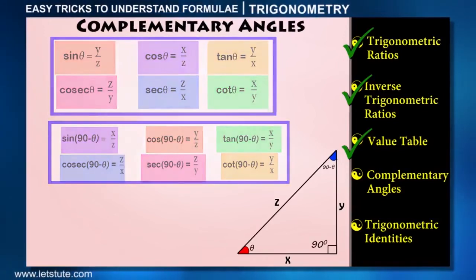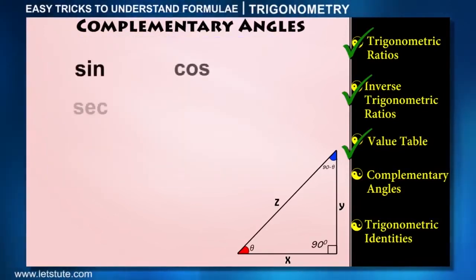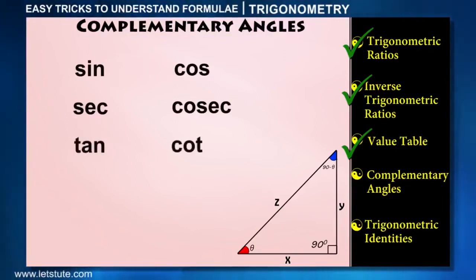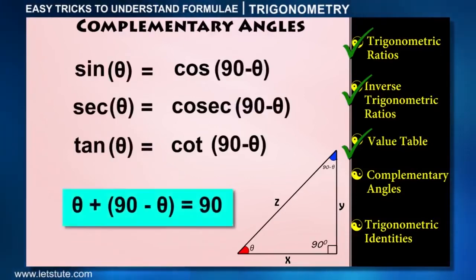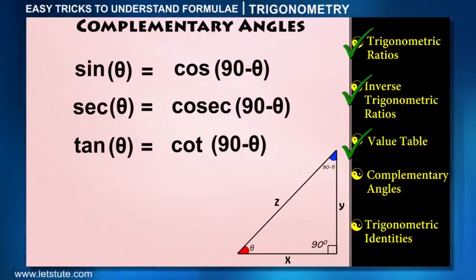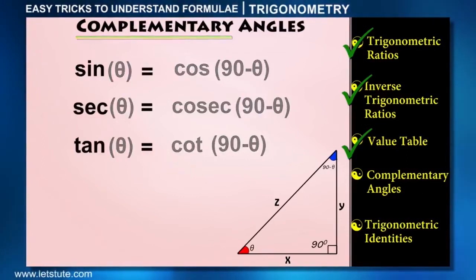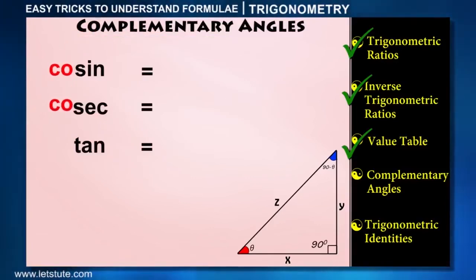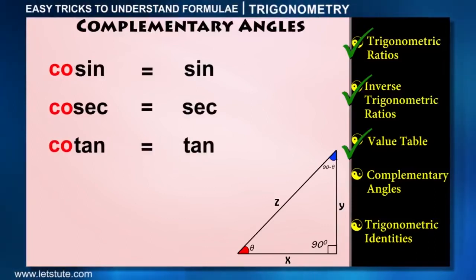So understand that sin, cos, sec, cosec and tan, cot, these pairs are equal for the two angles whose sum is 90 degrees. And hence these pairs are called complementary. And these complementary pairs we can never forget because we have to just add co of the word complementary before sine, secant and tangent.